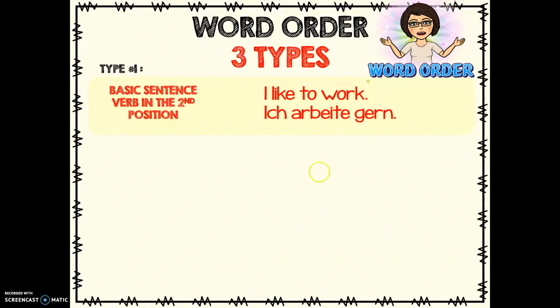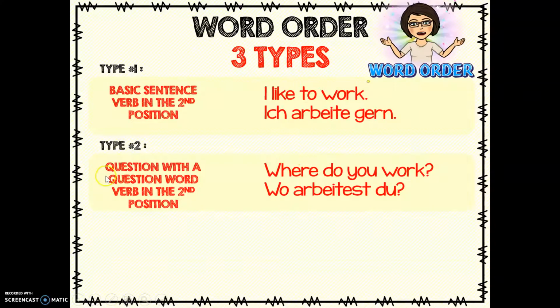The second type of basic word order is a question with a question word. The verb is again in the second position. So when we have a question like, where do you work? This is a question with a question word. Who, what, when, where, how, or why. So just like in English, we're going to start with our question word, where, wo. Verb must be in the second position. Work is the verb. Now, if you notice in English, we have two verbs. We have do and work.